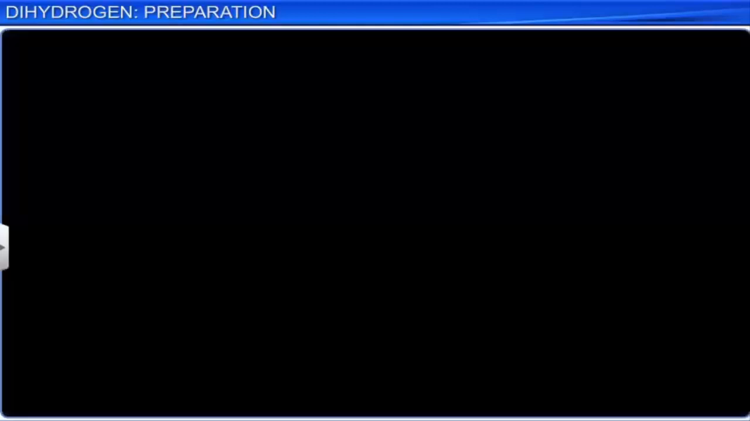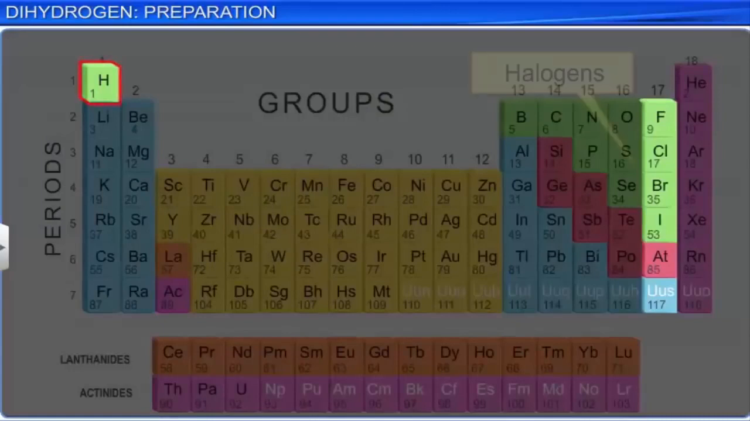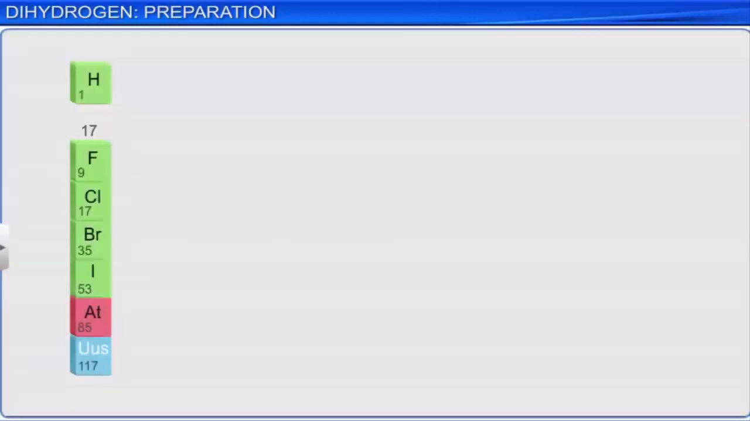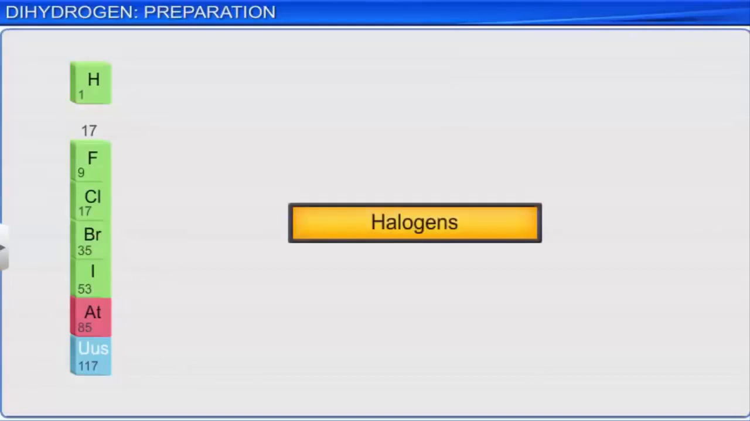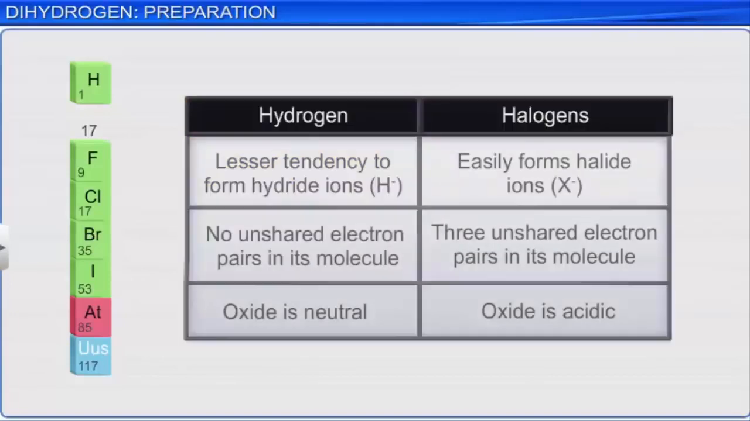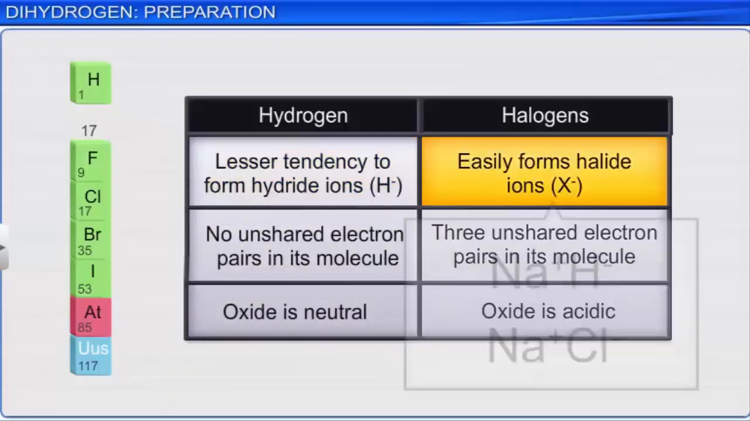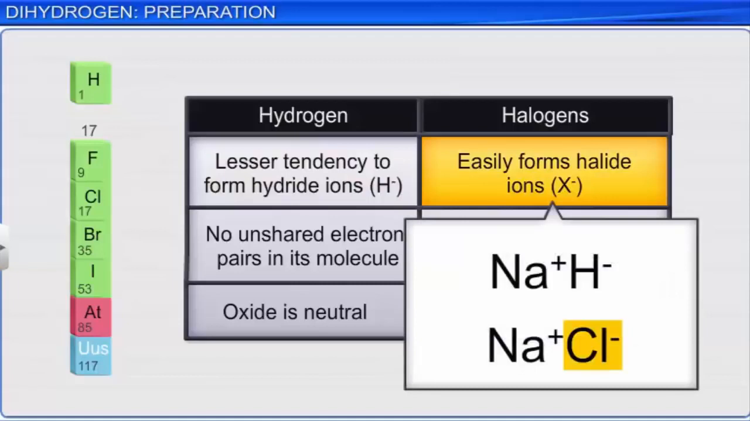In spite of several similarities with halogens, hydrogen also exhibits behavior that makes it different from the halogens. For example, unlike halogens, hydrogen has less tendency to take up an electron to form a hydride ion, whereas halogens form halide ions very easily.